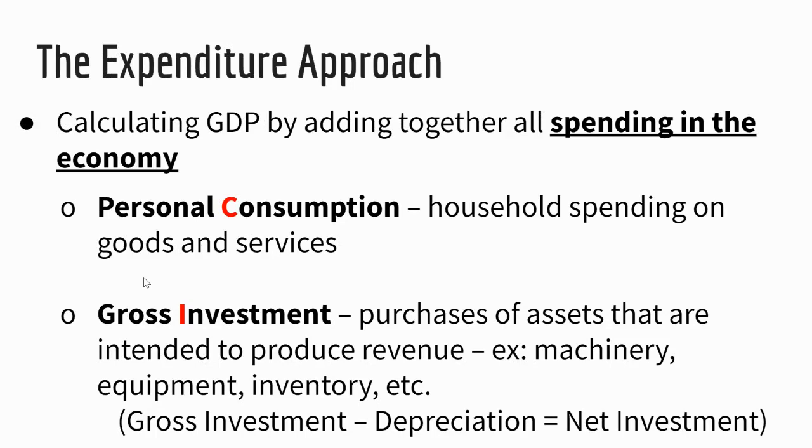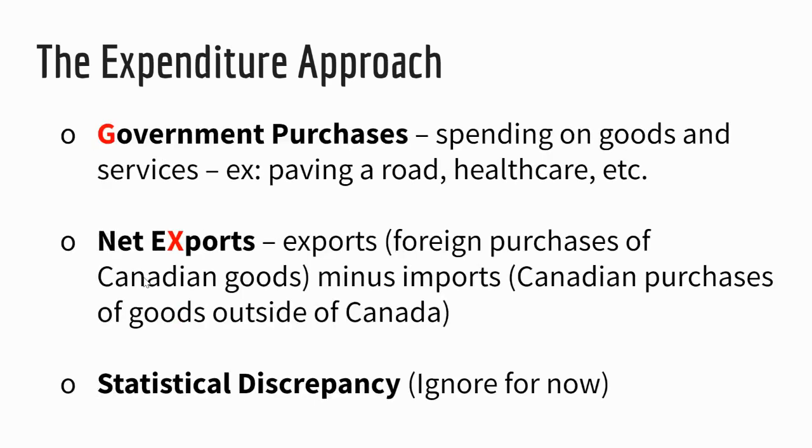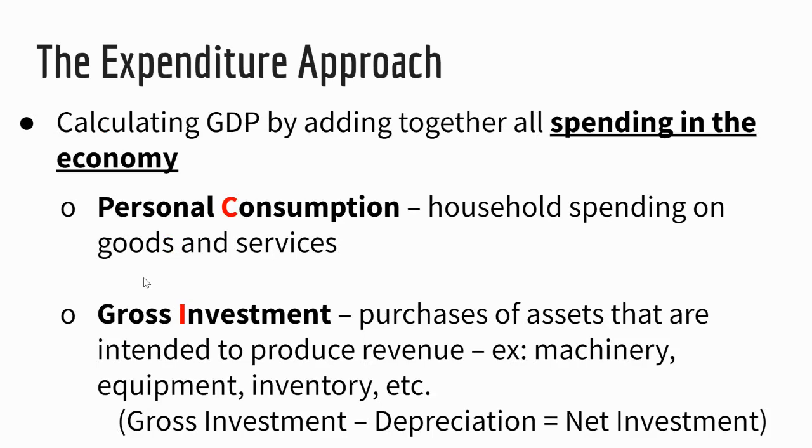So you'll see the little red letters in here. Personal consumption, C, that's what customers have bought. Gross investment, this is what businesses have bought. Government purchases, as well as our net exports. So a few things to note in here. Personal consumption is generally going to be given to you as a number. The government has a way of calculating this, that's going to be given to you.